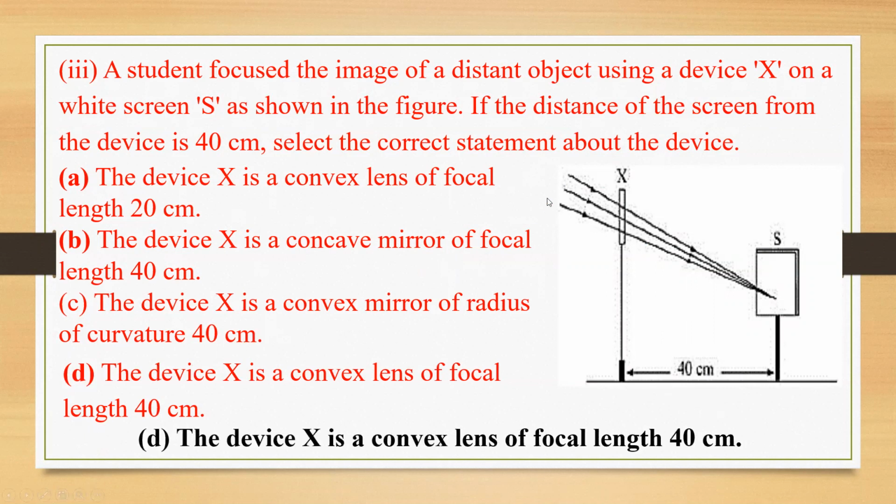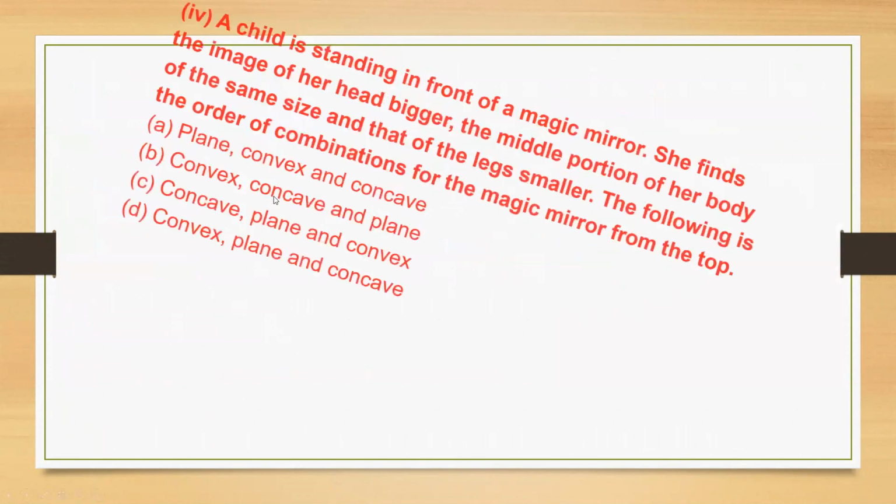Understood? By the converging of the refracted rays, we come to know it is a convex lens. Then, for the convex lens, the distance between the screen and lens, with the object far away, is 40 centimeters, and that is equal to the focal length. Okay, move to the next question.